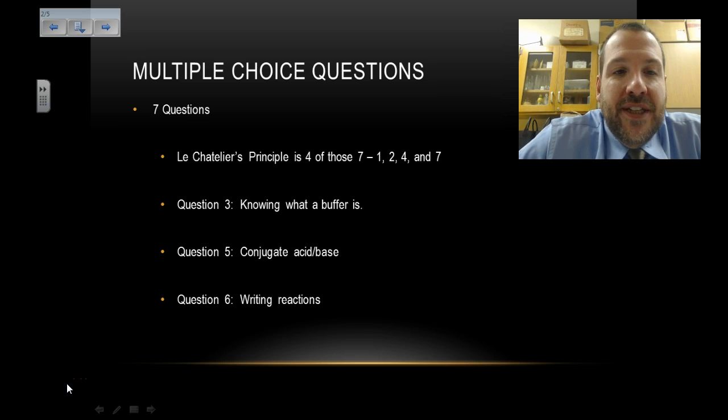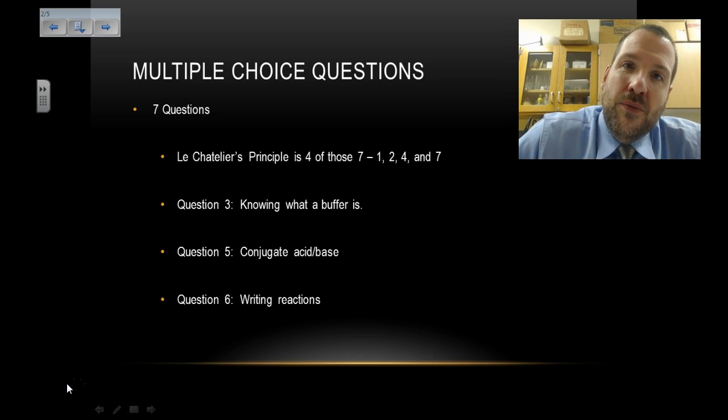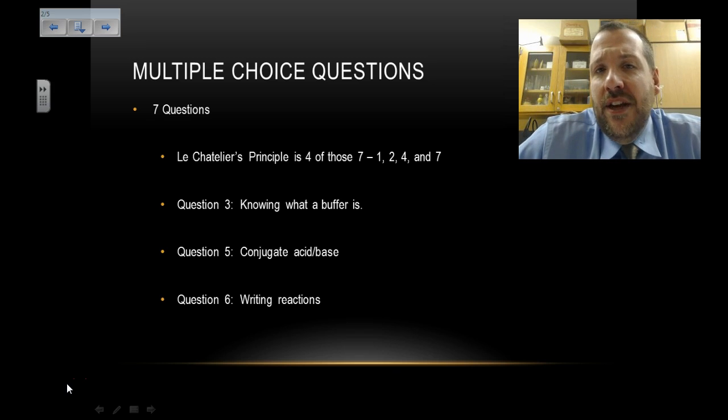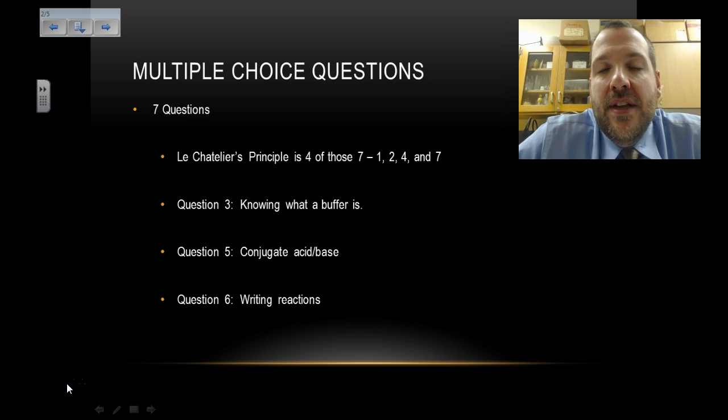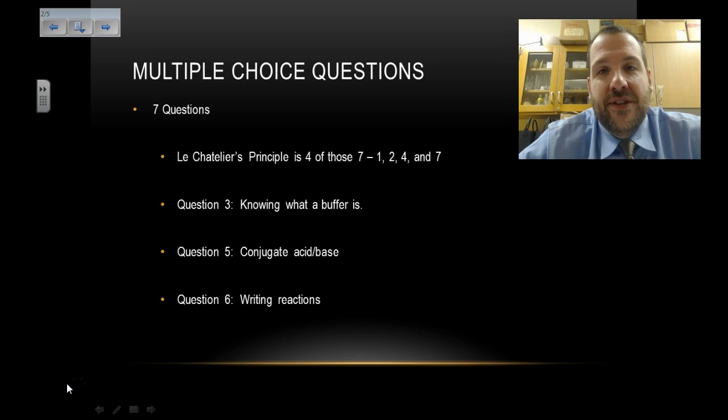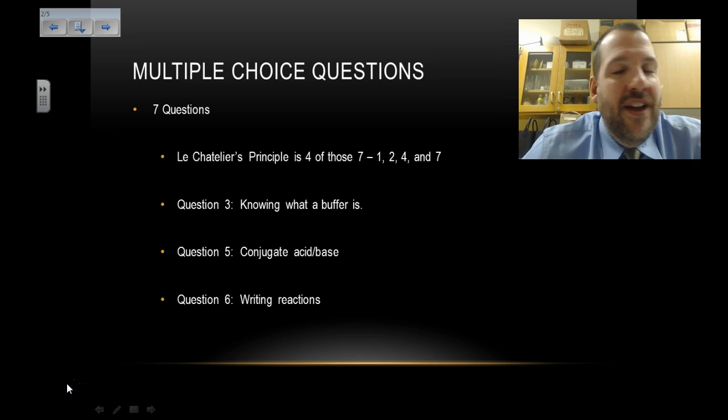Another question is knowing what a buffer is, being able to identify it, knowing what it does in solution, maybe even the definition. That's always good. Also knowing what a conjugate acid or a conjugate base is, identifying or writing those. And then the last one is writing reactions. Question number 6 deals with writing reactions, and keep in mind there's only really 3 different reactions we're dealing with. So it's my quiz to see if you know what the 3 are.